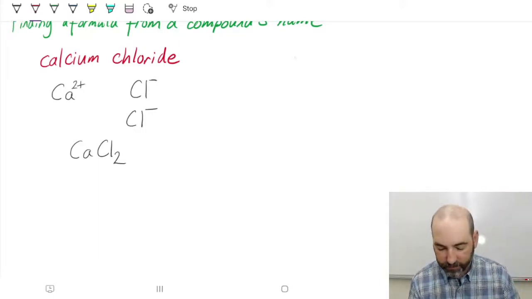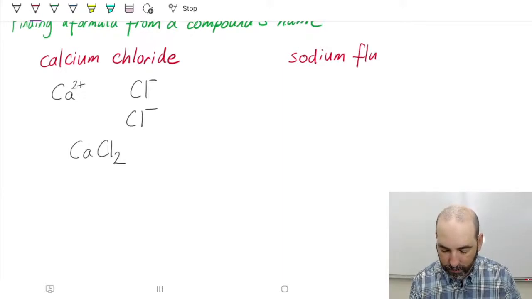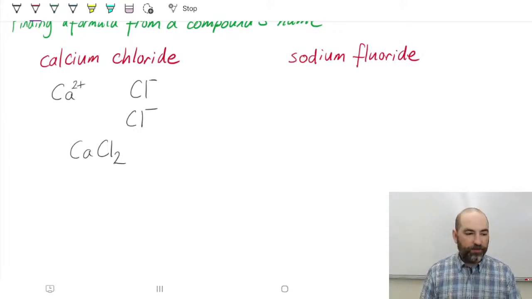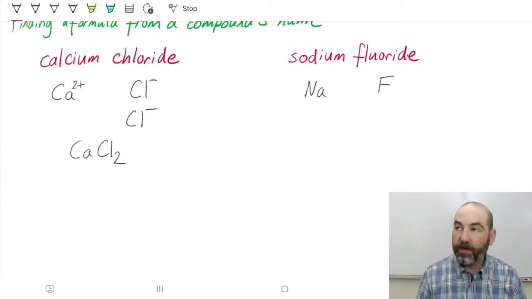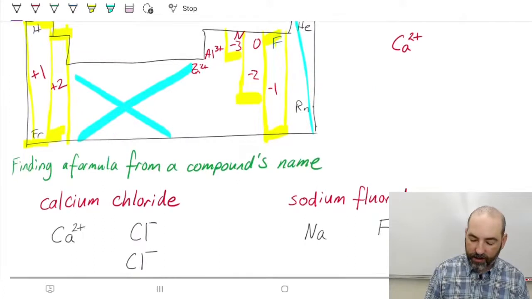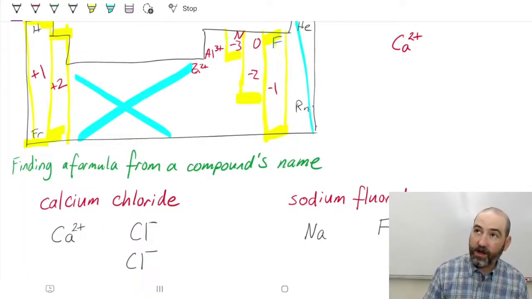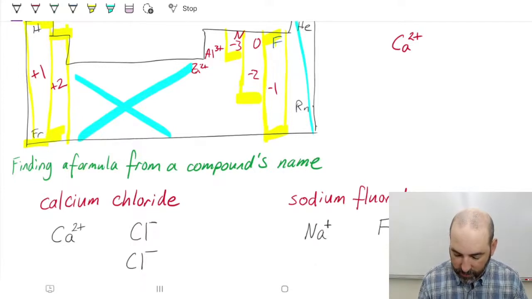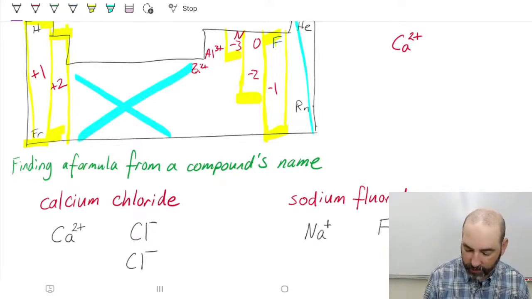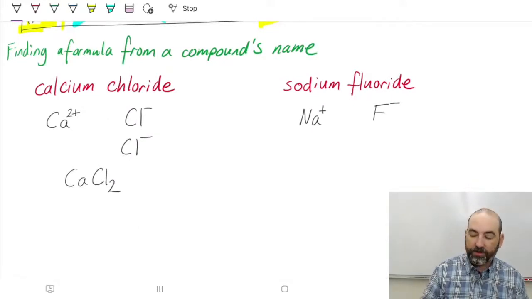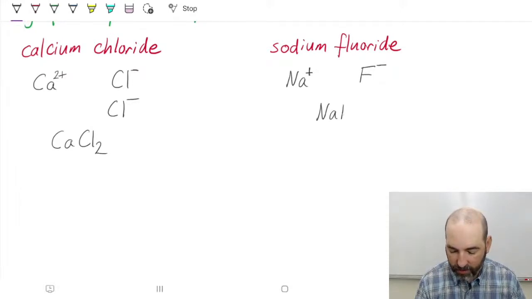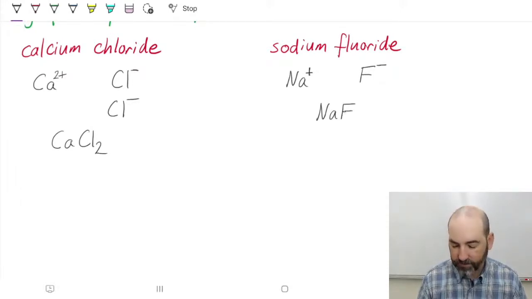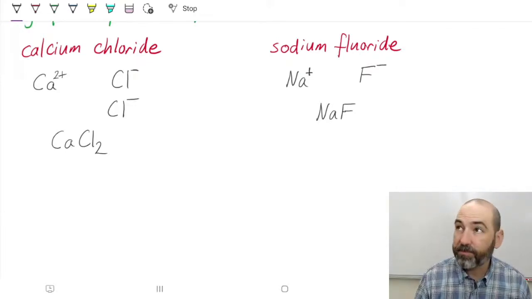All right, let's try another one. Sodium fluoride. Same procedure. We write down our symbols. Then we figure out the charges. We can do that again from the periodic table. We know sodium is in column 1, so that's going to be +1. Fluoride is in same column as chlorine, so that's going to be -1. So we've got +1, -1. We don't have to adjust those numbers at all. That just becomes NaF. All right, so that's our formula there.